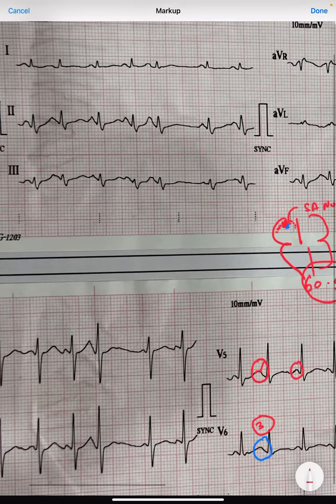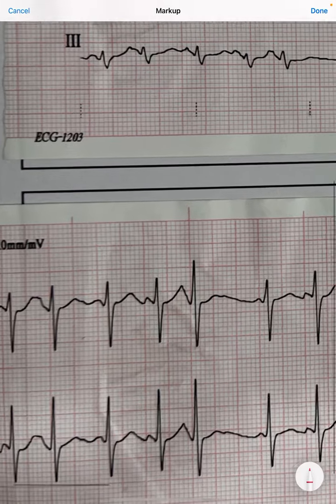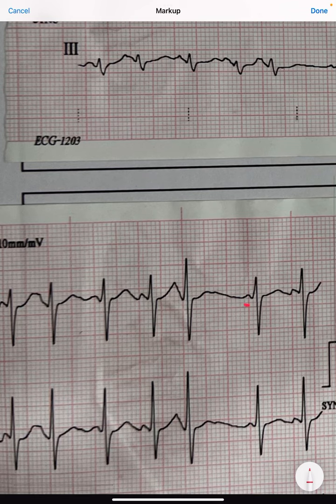If you look at all leads, you can see the same thing, that the morphology is different. These two are the same, so these two P waves are originating from the same atrial focus. But see, here is the notching. This P is totally different, and this is totally different. So this is T and this is P wave. We have different morphologies: this is one morphology, this is the second, and this is the third.